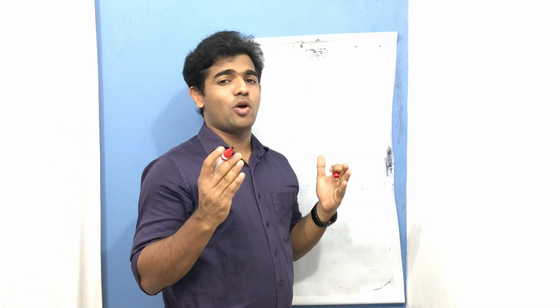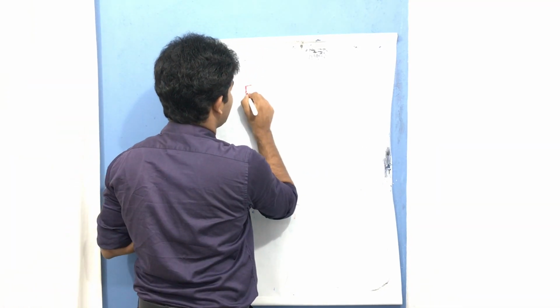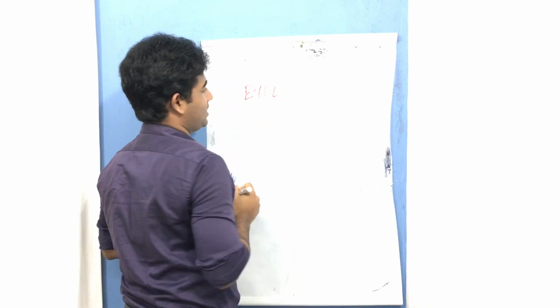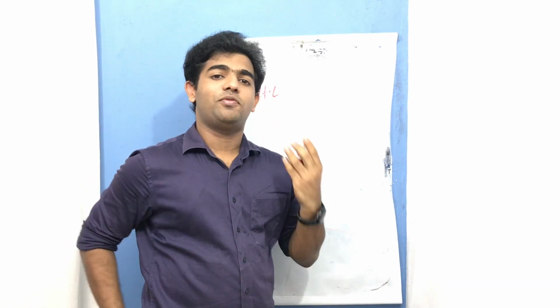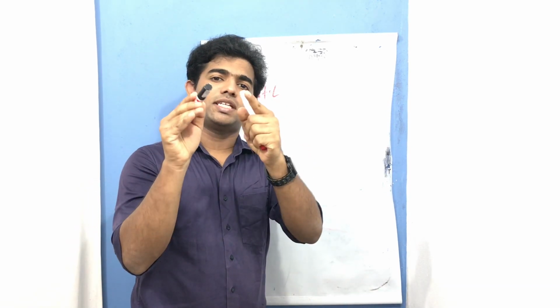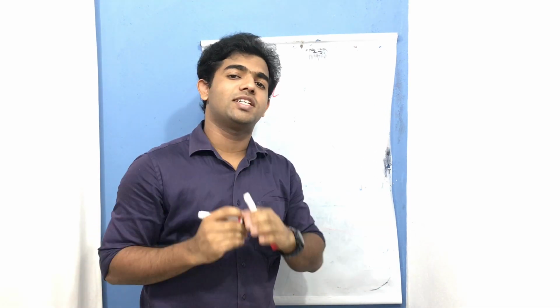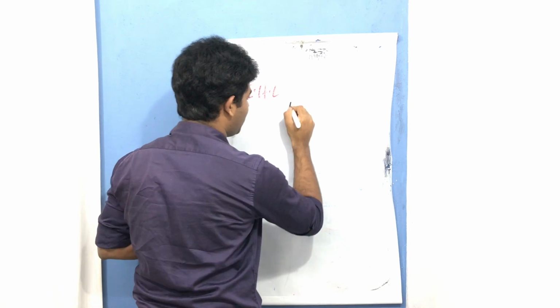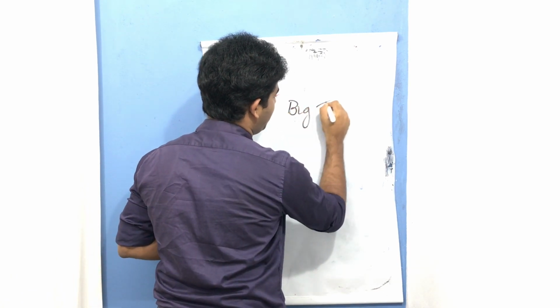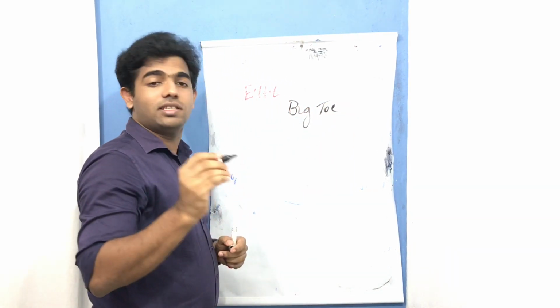And the next muscle over there is Extensor Hallucis Longus. I told you the name itself gives you the hint. Hallucis means it is attached to the big toe. So definitely it has its insertion in the big toe. So we got the first answer, that is the big toe. Where in the big toe?